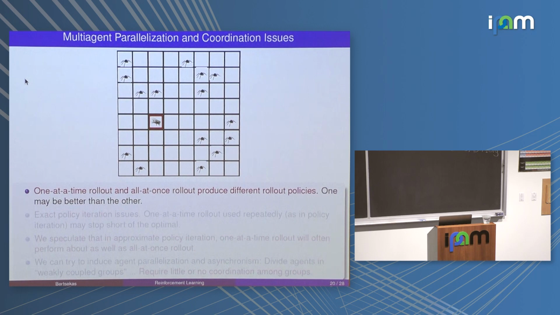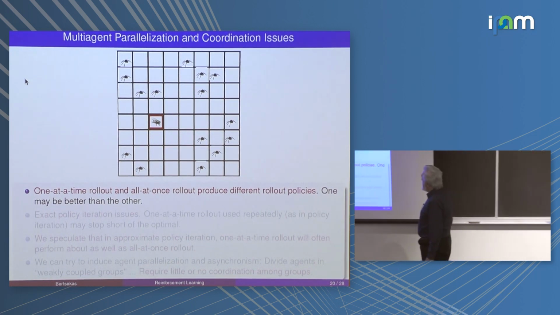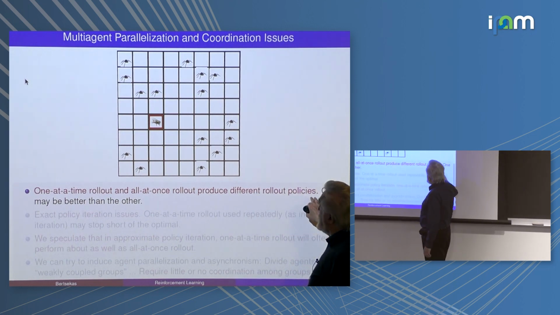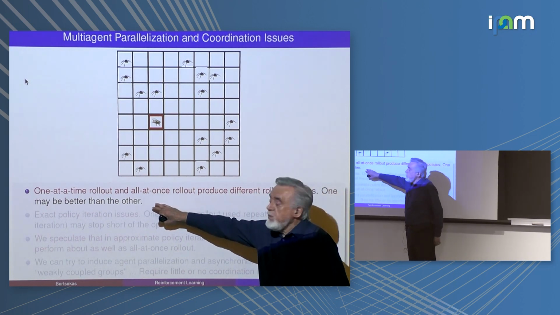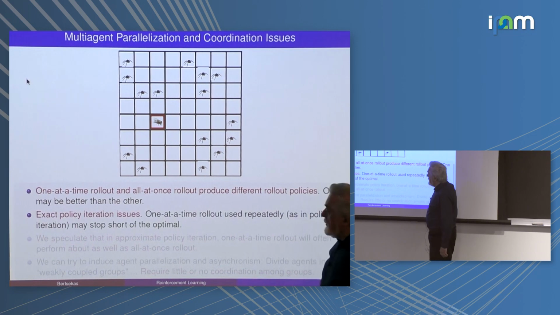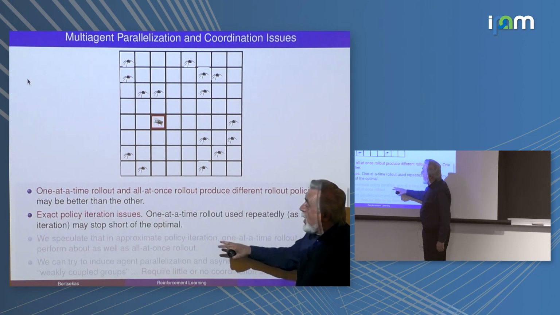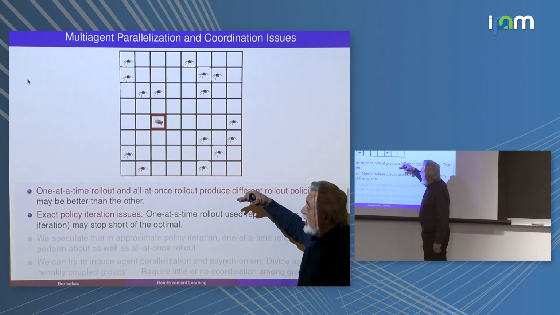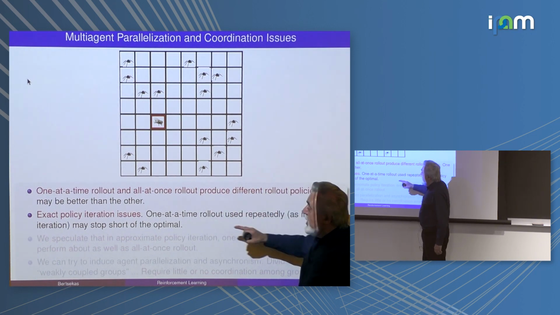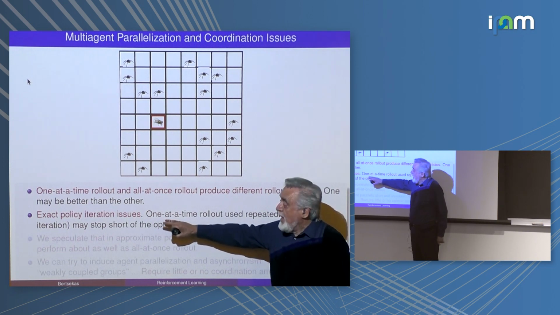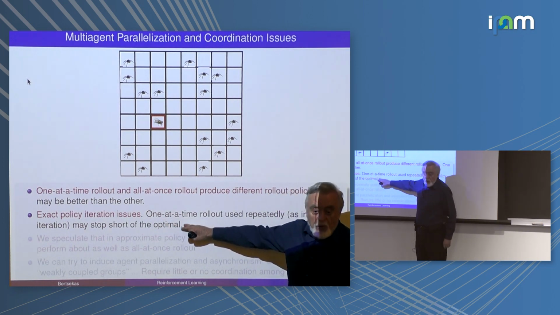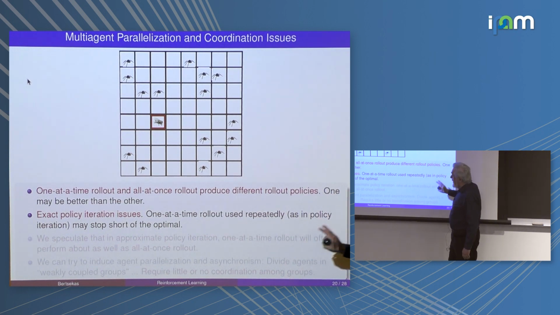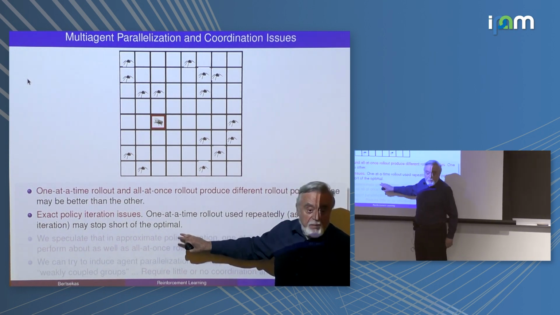OK, what are some of the issues in this multi-agent parallelization? First of all, the one-at-a-time rollout and the all-at-once rollout produce different rollout policies, and one may be better than the other depending on the problem. How about doing one at a time, look ahead in the context of policy iteration? Will exact policy iteration also work? Well, the answer is no. One-at-a-time rollout used repeatedly may stop short of the optimum.